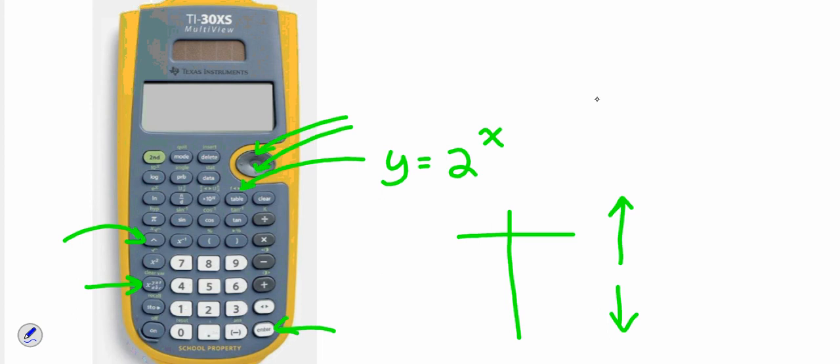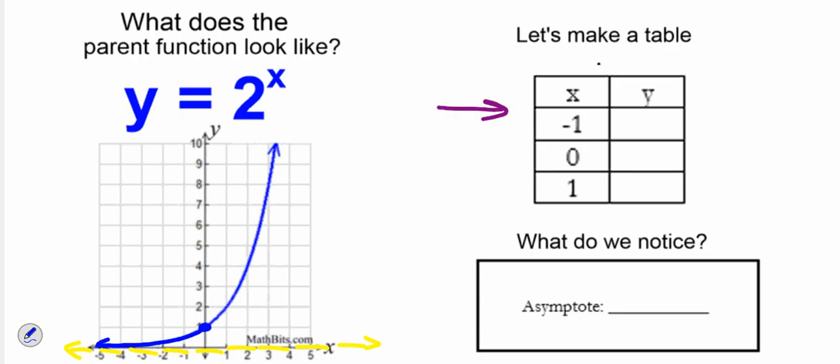All right, so once we do that, we're looking at our table and we notice that we have a 1/2 for -1, we have a 1 for 0, and we have a 2 for 1. And that makes sense, right? I see all those points. I see 0, 1, I see 1, 2, and I see -1, 1/2. All those points are actually on our graph, which is cool.